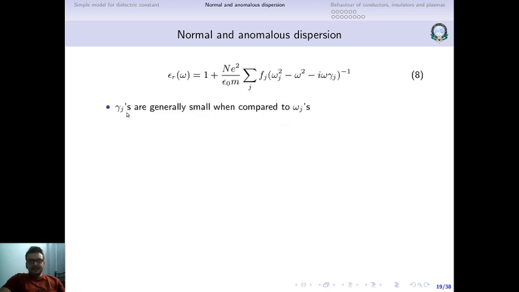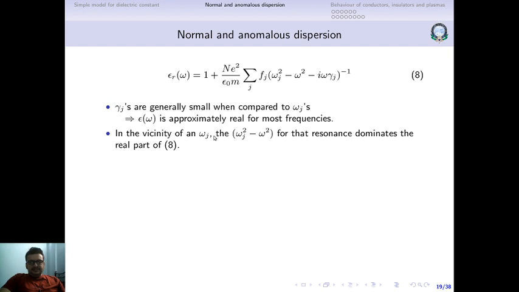Okay, so generally these omega j's are very small. These gamma j's, the damping constants, are very small compared to the omega j's. So in most of the cases, at most of the frequencies, this epsilon is going to be approximately real. The dielectric constant is going to be approximately real, because compared to the real part, the imaginary part is negligible. So you can just neglect it and it will be more or less real.